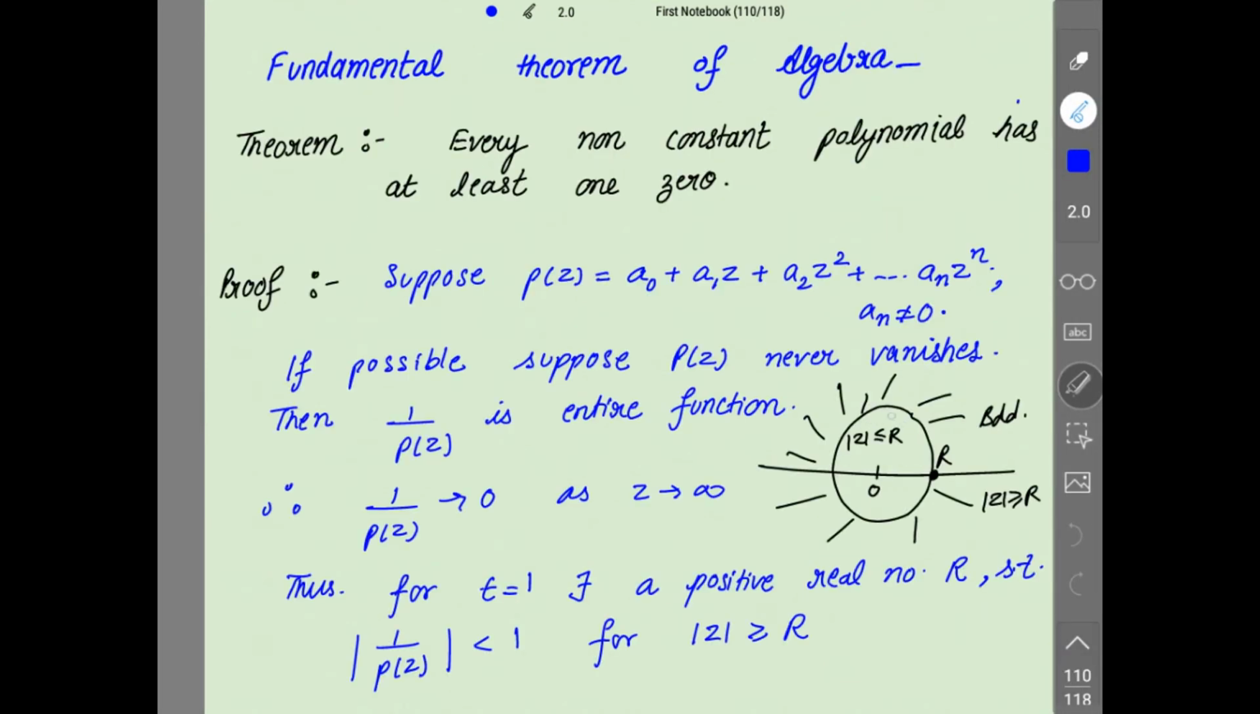This mod z less than or equal to R is your compact set, and every continuous function on the compact set is bounded. So your 1 over p(z) is bounded outside as well as bounded inside. That means it is bounded for mod z greater than or equal to R and also bounded for mod z less than or equal to R. This implies 1 over p(z) is bounded in the whole plane, right?